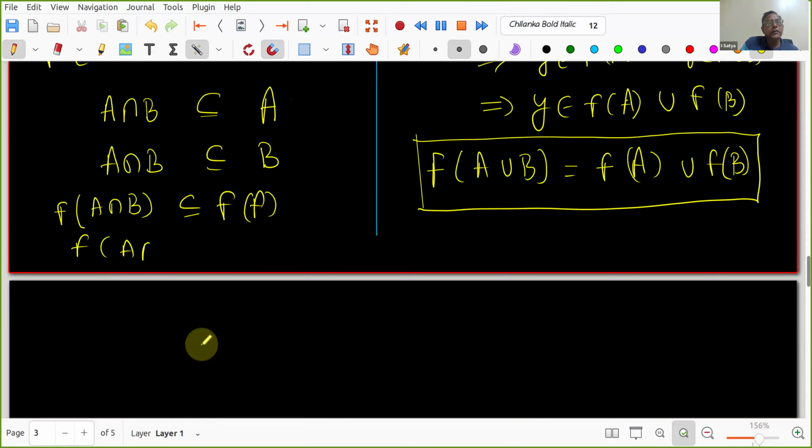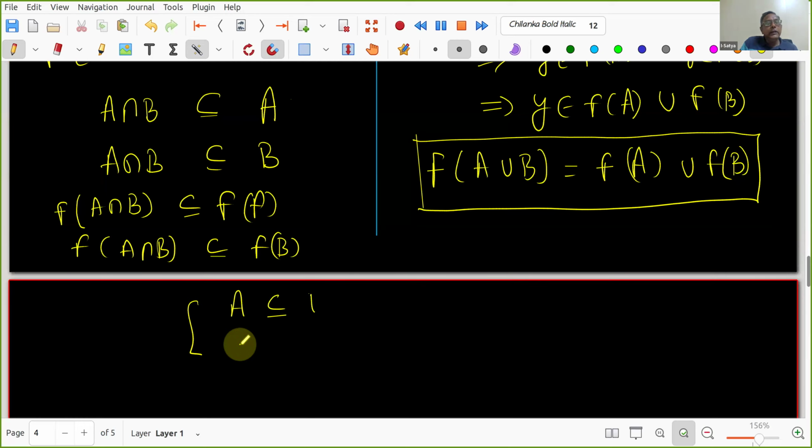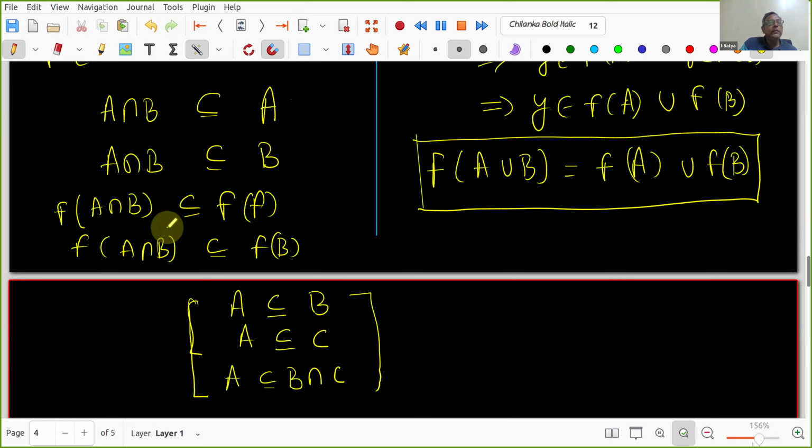Yeah, now you need to ask one question here. If A is a subset of some set B, and A is a subset of some C, then what is the question we need to ask? Is A a subset of their intersection? Just ask in your mind. A is a subset of B, A is a subset of C, it is a subset in both. Will it be a subset of the intersection also? Yeah, we'll ask this question. Then suppose it is true, then what happens?